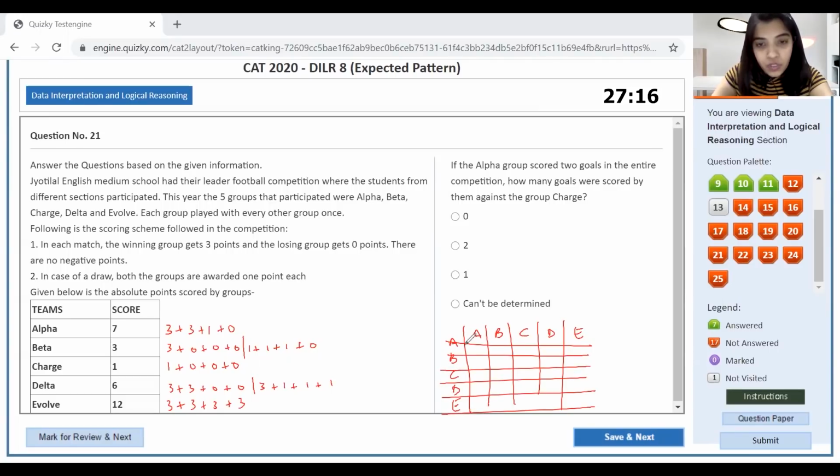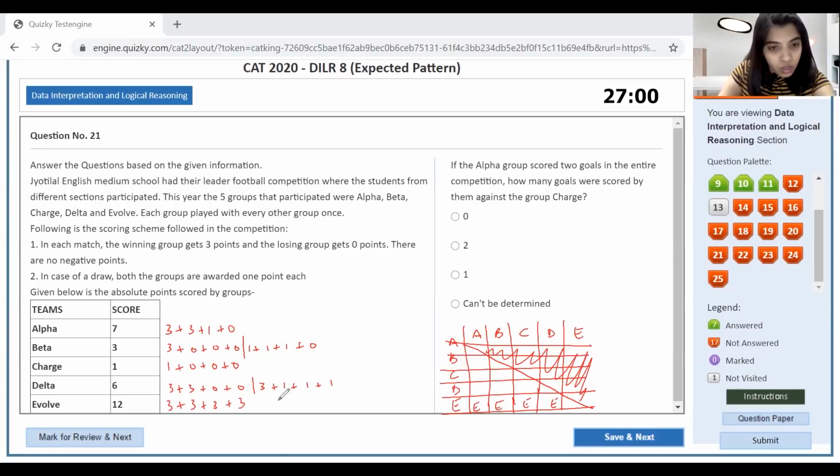Right. So we know A did not play against A. This entire thing is invalid. And since they just had one, this is not a permutation, this is a combination. So let's just focus on the bottom half of this one. Now we know E won all of its matches. So we know this is all E.